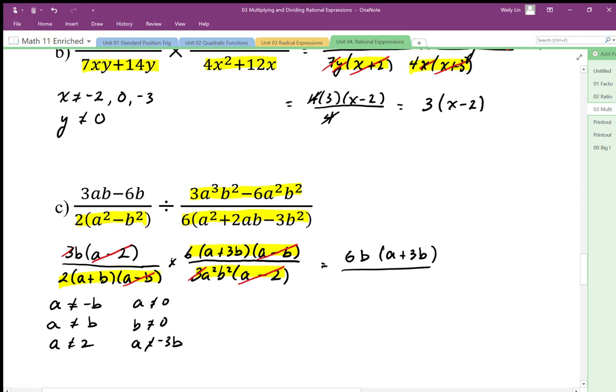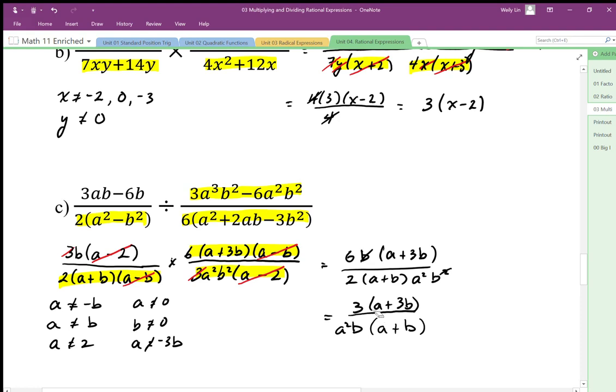Okay, in the denominator, I have 2, I have a plus b, and I have a squared b squared. So I have 6 divided by 2, that simplifies to 3. The b and the b squared cancel out, so I end up with b in the denominator. So I've got 1b, I've got a squared, a plus 3b, and I have my a plus b. And there it is. That's all we have.